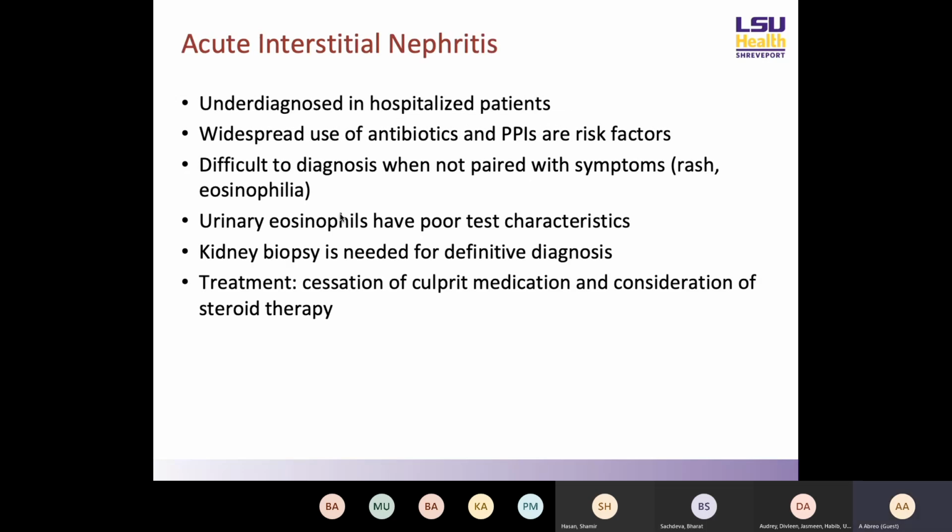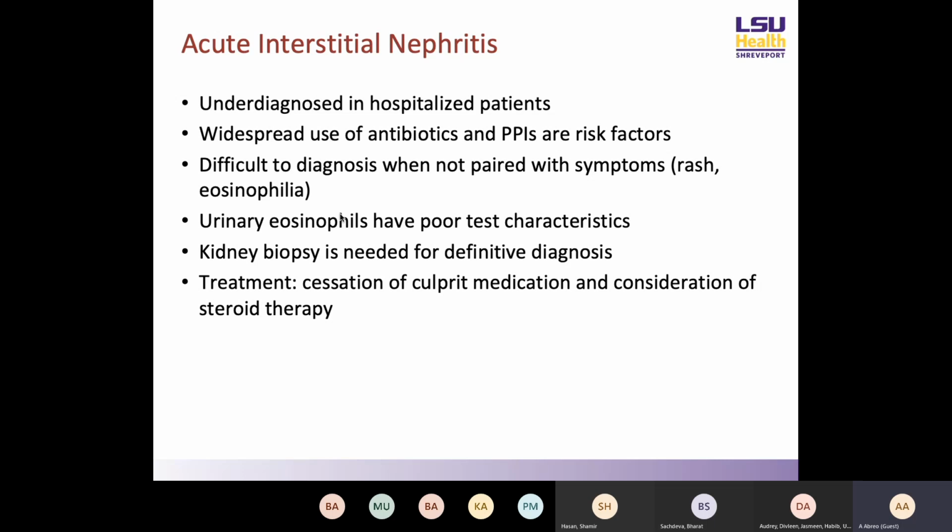So one of the causes of AKI that's underdiagnosed in the hospital is acute interstitial nephritis, mostly because it's just so challenging to diagnose. You don't usually see it paired with the classic symptoms of rash and eosinophilia. That's usually 10% or fewer of cases of AIN. So really, your index of suspicion has to be incredibly high. We have patients on PPIs left and right, and antibiotics, and it's always challenging because is there an underlying ATN from the infection? Is it the antibiotics itself? It's a very tough diagnosis to make.